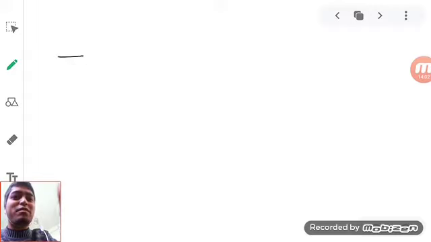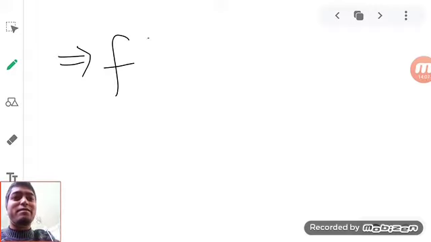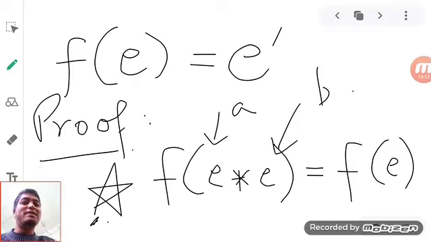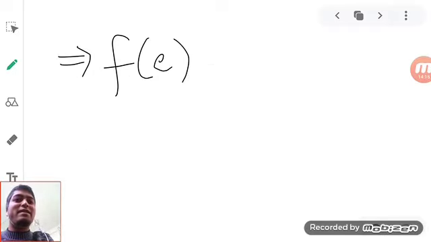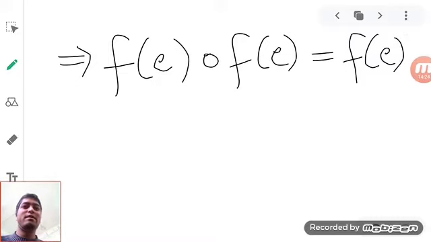But because it is a homomorphism, F(A star B) will be equal to F(A) O F(B). So instead of A, you are having E, and instead of B, you are also having E. You will have this. Alright, so this is what we are having.